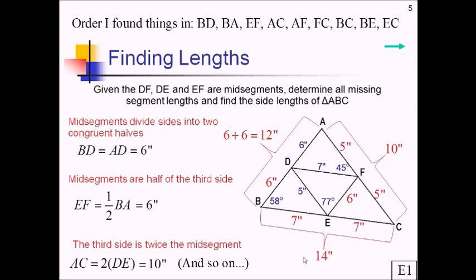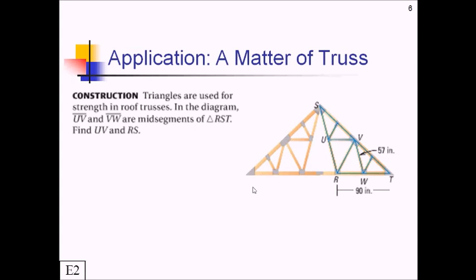Let's do a real-life application. Triangles are used for strength in roof trusses like this one. In the diagram here, they're telling us UV and VW are midsegments of triangle RST. So given that, find the length of UV and side RS. Let's start with UV. Actually, pause the video and see if you can do this on your own.